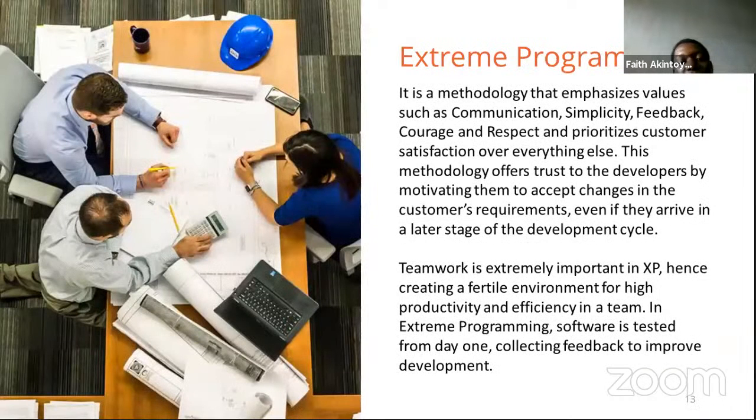All right, then we have extreme programming. Now in extreme programming, it emphasizes teamwork basically. It emphasizes values such as communication, simplicity, feedback, courage, and respect, and prioritizes customer satisfaction over everything else. That is what the agile model is about. It is more of customer orientation. But one thing special about extreme programming is basically the fact that it's more teamwork.